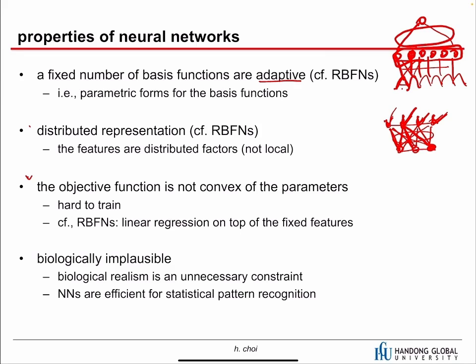And neural networks are not biologically plausible. So we don't have this kind of system and architecture in our brain. And biological realism is actually an unnecessary constraint, and neural networks are efficient for statistical pattern recognition. That's it.